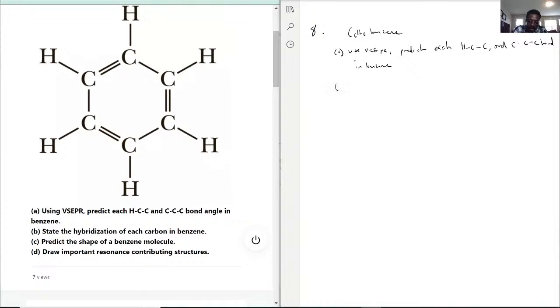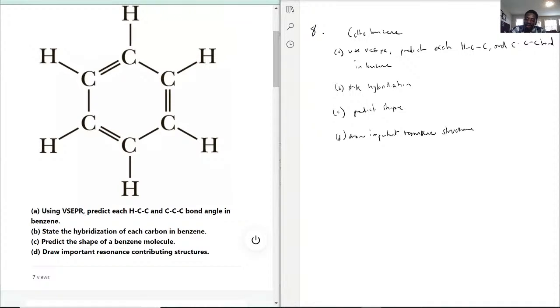Okay, B, state hybridization. Okay, C, predict shape, which we kind of already did, and D, draw important resonance structure. Okay, so let's start with the first part.